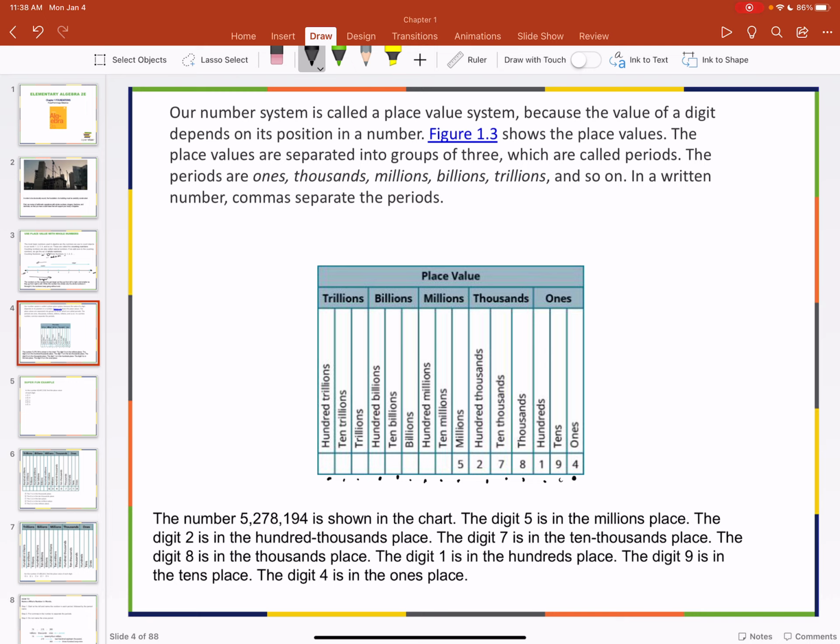So let's say the number 5,278,194 is shown here. If I wrote it here, see how the 5 is in the millions place, 2 is in the hundred thousands, 7 is in the 10,000s, right? And then you have 8 here in the thousands, 1 in the hundreds, 9 in the tens place, and 4 in the ones place. And these are separated by commas, right? So every 3, you put a comma, 1, 2, 3, and then a comma. So that's an example here.